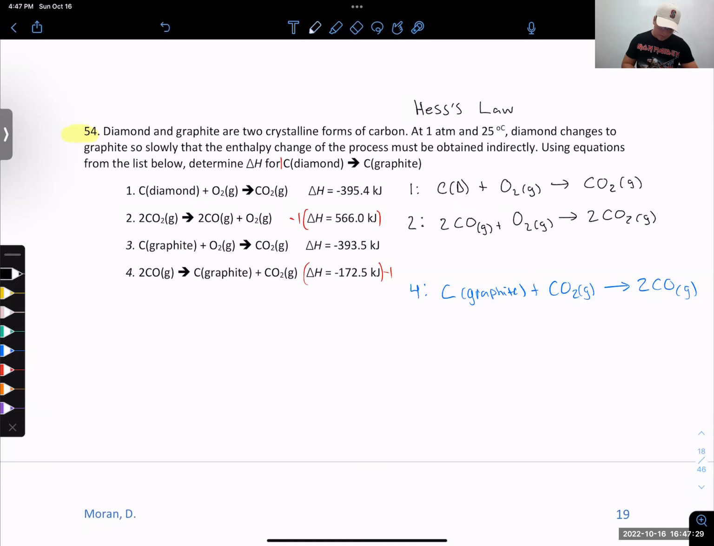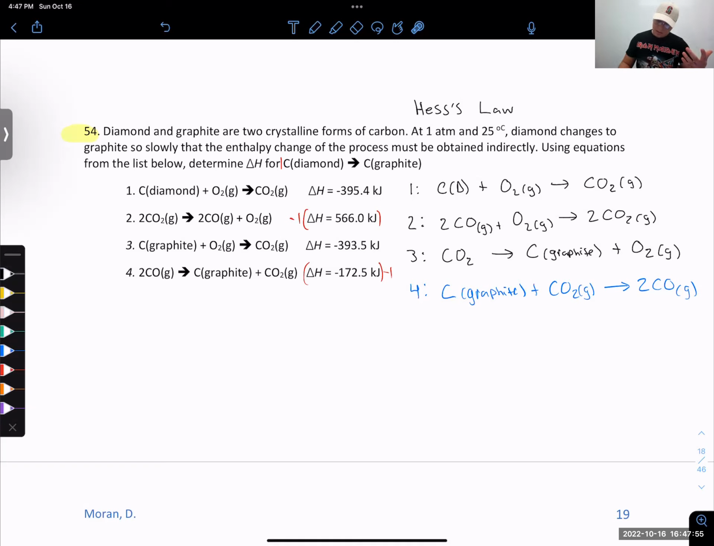So if we flip this one, it'll be something like this. You'll get CO2. This is equation number 3. Yields C graphite. Oh, I should not put... So I'll put graphite and oxygen gas. All right.